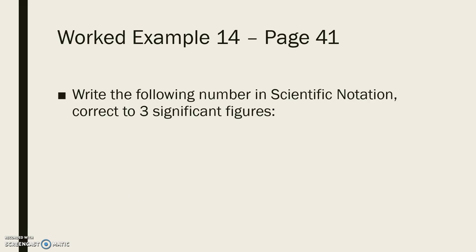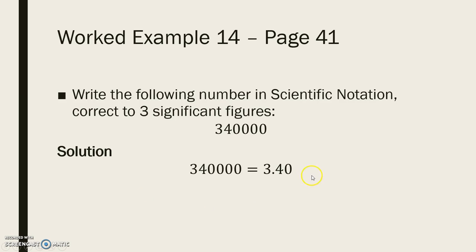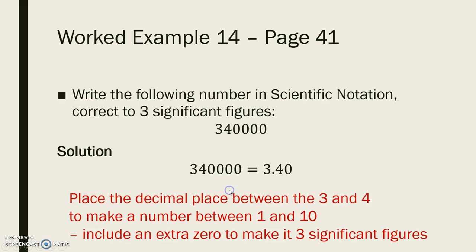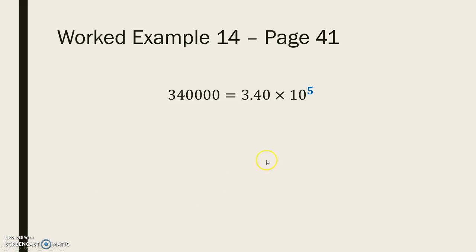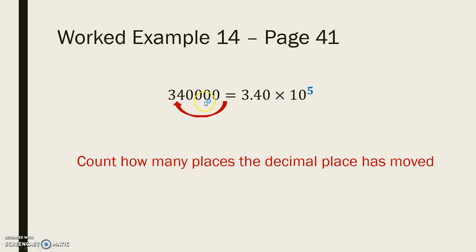So here's an example with scientific notation in significant figures. So there's 340,000. We're going to convert that to scientific notation with 3 significant figures. So same as before, we write the number between 1 and 10, 3.40, and this time we want 3 digits to make it significant to 3 significant figures. The next step, work out how far we'll shift the decimal place. So in this case, we've moved 1, 2, 3, 4, 5 places.